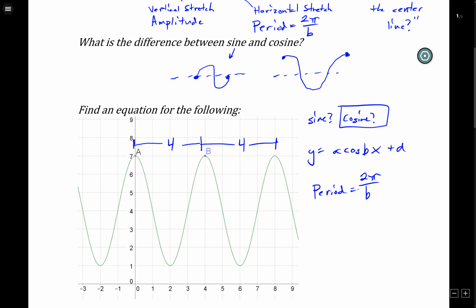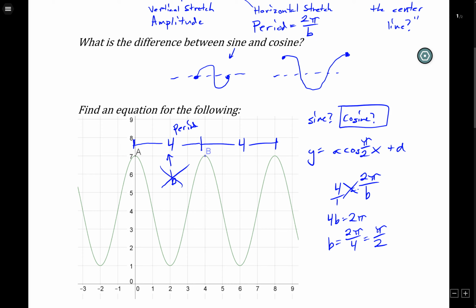That's 4. It would be a common mistake to say that that 4 is the b. But it's not the b. That 4 is the period. So in my little period formula, let's put in 4, because that's how long the period is. Now I need to solve for b by using cross multiplication. If I have 4 over 1, I would have 4b equals 2 pi. I can divide both sides by 4 to find that b equals 2 pi over 4, which is pi over 2. Nice, so now I know my b. So up here, I can replace my b with pi over 2.